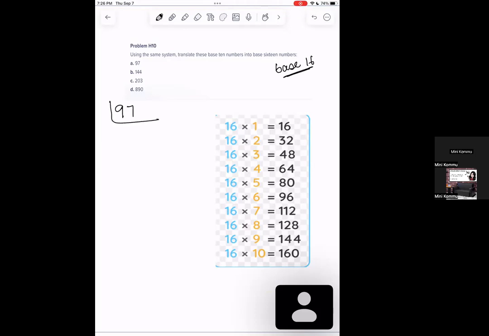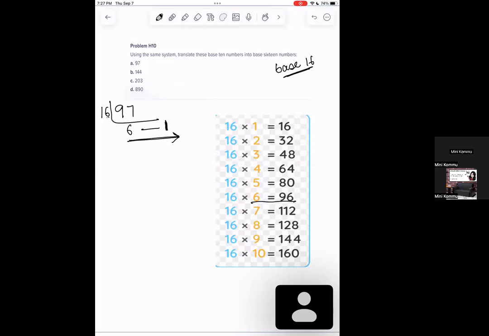So 97, I'm going to divide it by 16. Now the closest value is 16 times 6 is 96. So I'm going to say 16 times 6 is 96 and 1 is the remainder. Now 6 is too small. It will not be divisible by 16. So I'm going to leave it over here.